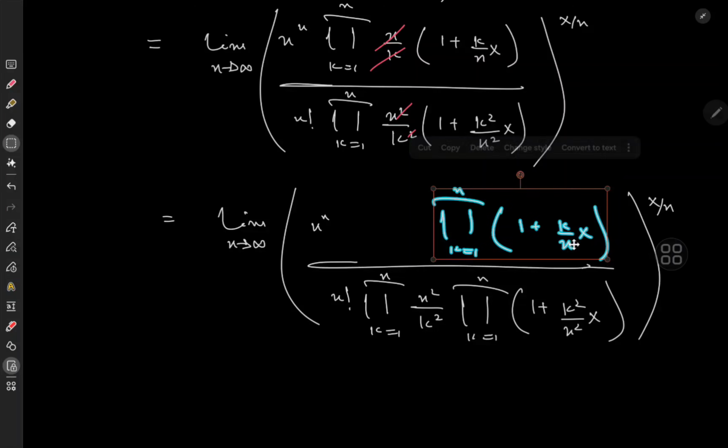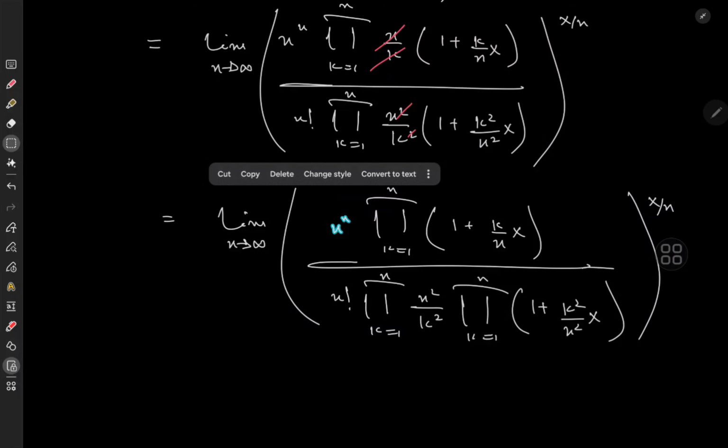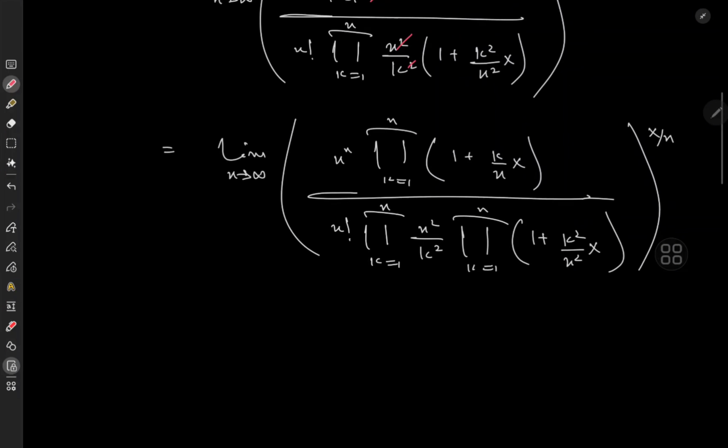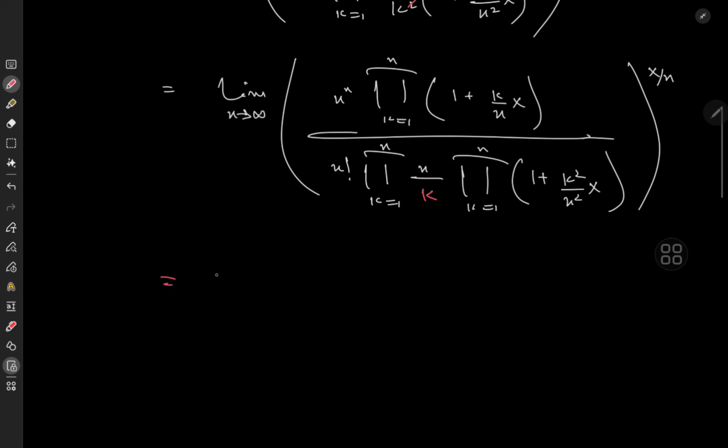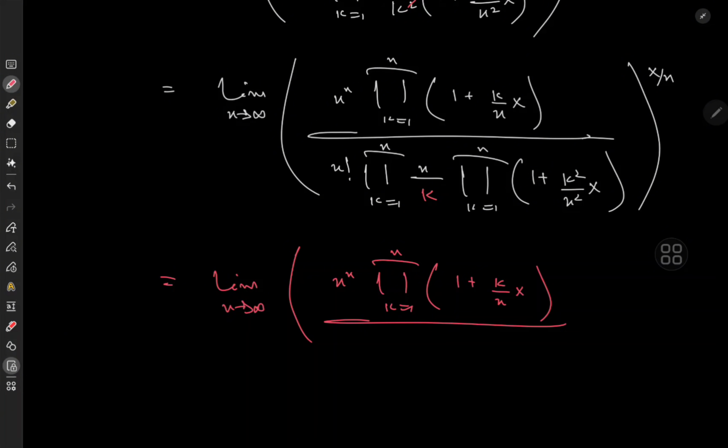So let me just move this to the side just a little bit. Okay, cool. And now returning to the question of having n over k now after the cancellation. So you have n being multiplied with itself n number of times, so that should give you an n to the n term. So I have the limit as n tends to infinity of n to the n times the product, sorry about that, over k from 1 to n of 1 plus k over n times x over n factorial times n to the n. And what is the product over k from 1 to n? That is just going to be n factorial.